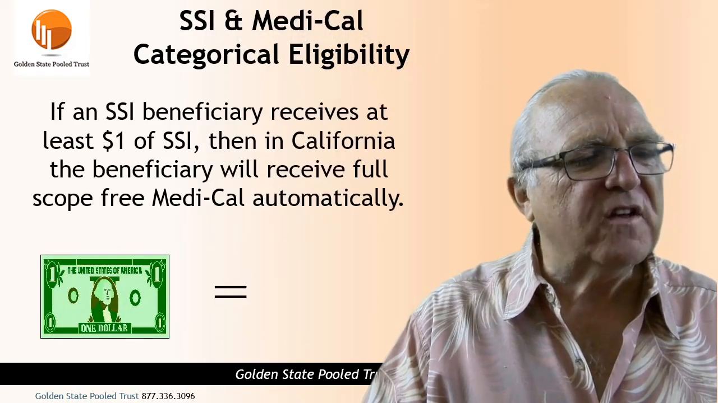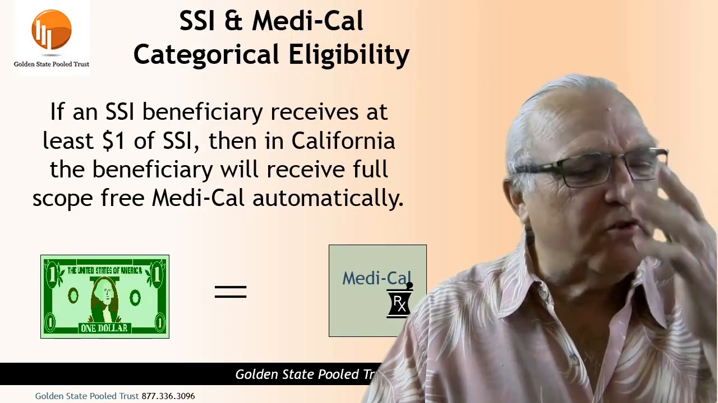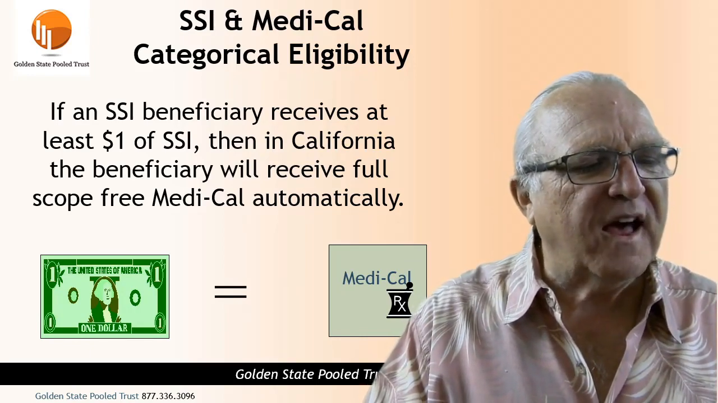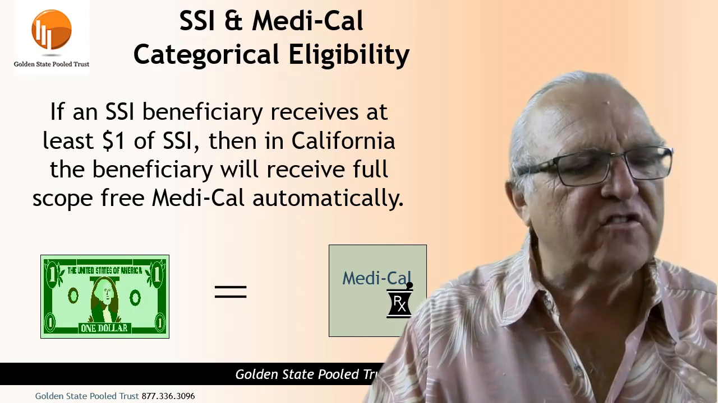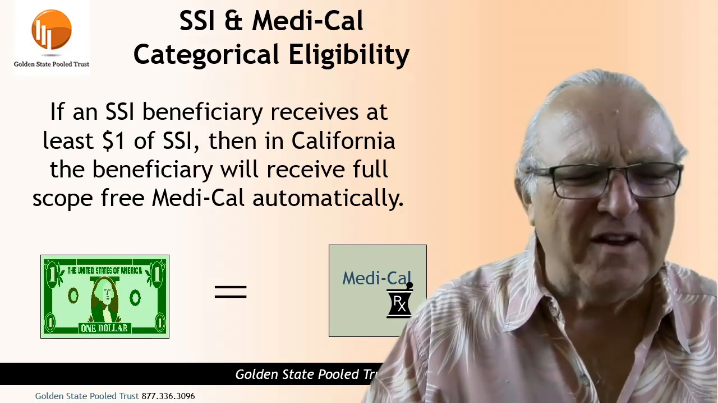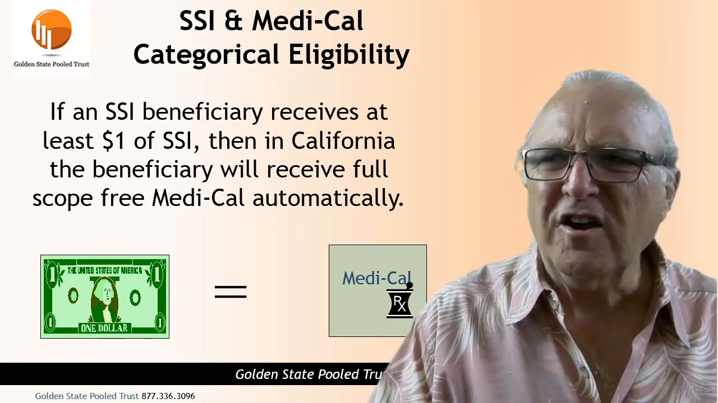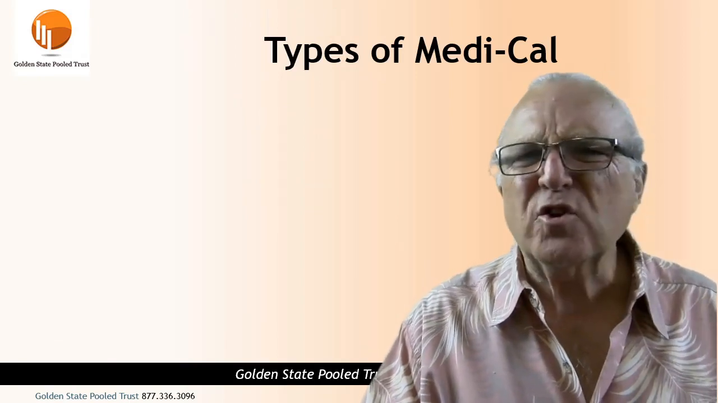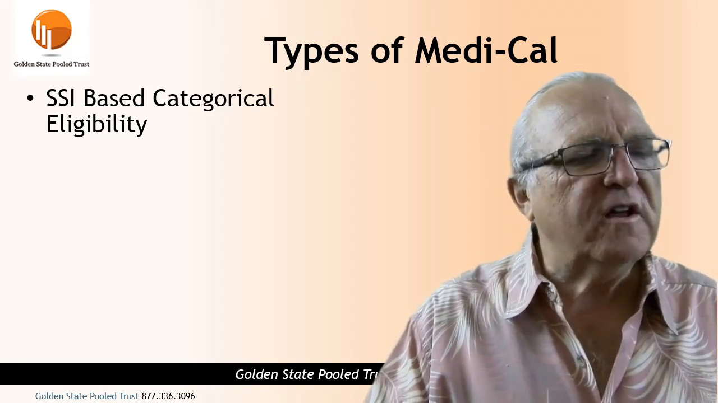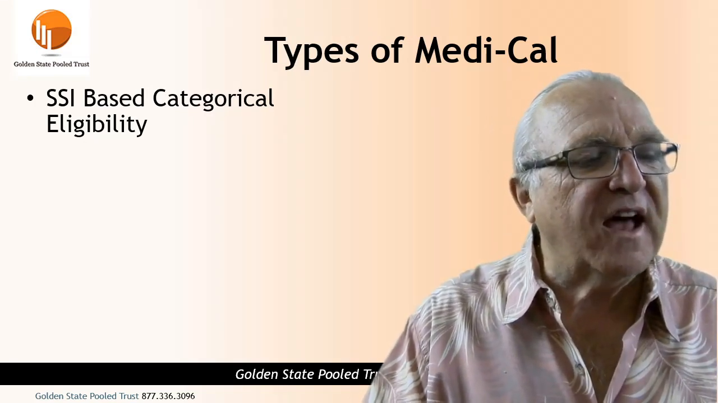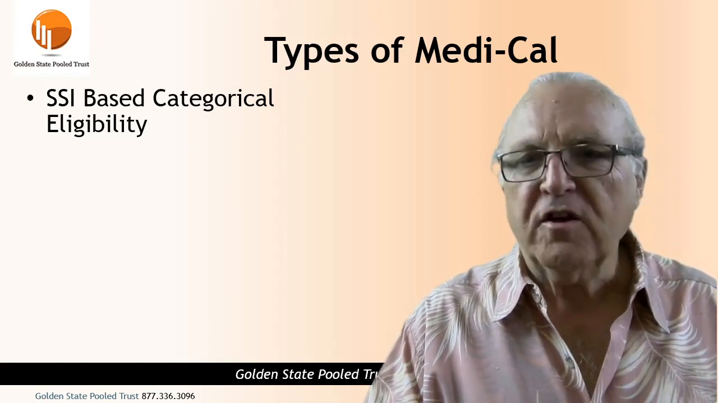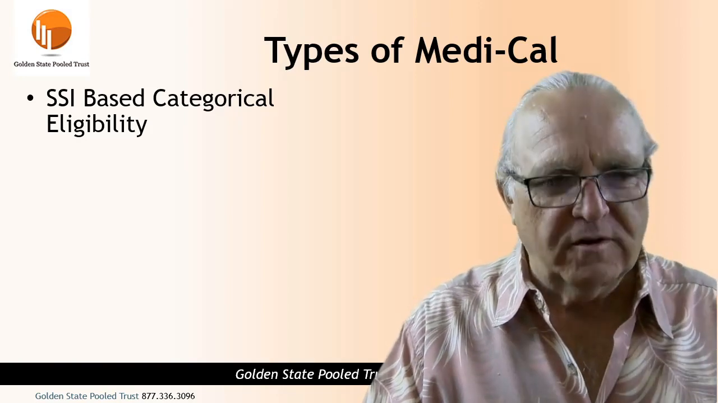So let's go back to this. If an SSI beneficiary receives at least $1 of SSI, then they get their Medi-Cal automatically without a share of cost here. And so that's one of the more simple ways to maintain this. But in Jane's case, we're talking about losing it altogether. So we're going to have to look at other types of Medi-Cal. So the first one we did cover is the categorically based eligibility for Medi-Cal or Medicaid here, because we're in a 1634 state.